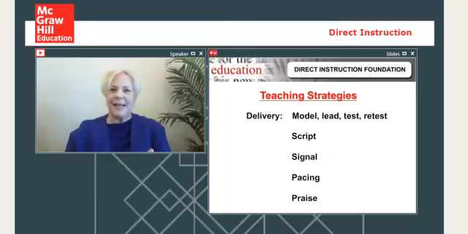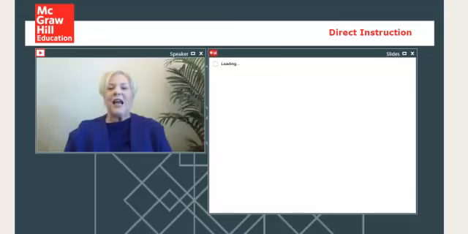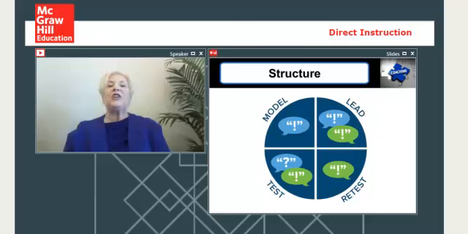The model, lead, test, retest. The script, the signal, the pacing, and the praise. So let's look at the structure of the program. And we're looking at the model, lead, test, retest. This is the way the program is set up.